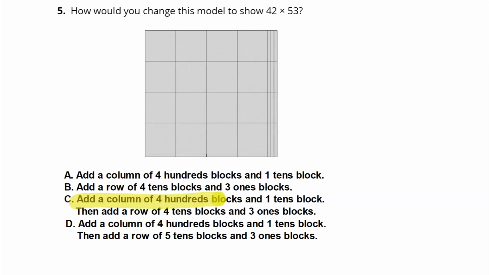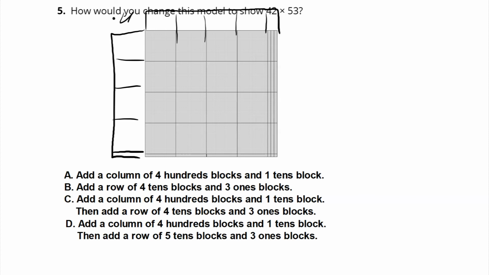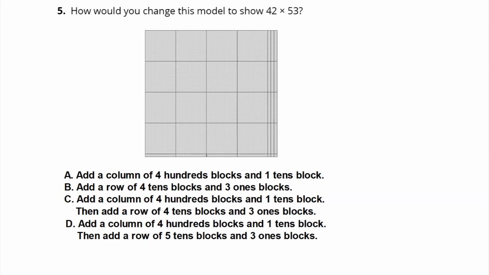Option C says we could add a column of 4 hundreds blocks and 1 tens block, and then add a row of 4 tens blocks and 3 ones blocks. So that's saying that we want to add a column of 4 hundreds blocks and 1 tens block, and then add a row of 4 tens blocks and 3 ones blocks. So that doesn't make sense because they're only adding 4 up there. So that doesn't really make sense because we've got a gap over here. So we wouldn't be doing that either. So I'm hoping the final option is the correct one.